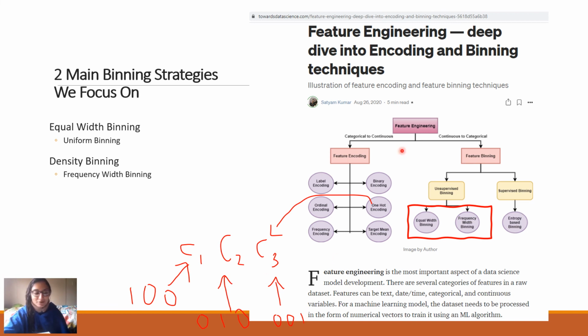So there are multiple different encoding strategies that you can have. And here, what we're going to focus on is going from continuous data to categorical data, this feature binning. We're going to do equal width binning and then frequency width binning. Equal width binning is also known as uniform binning, and density binning is also known as frequency width binning. So you're binning so that you have the same number of objects in each bin. And equal width binning is binning so that each bin is the same size.